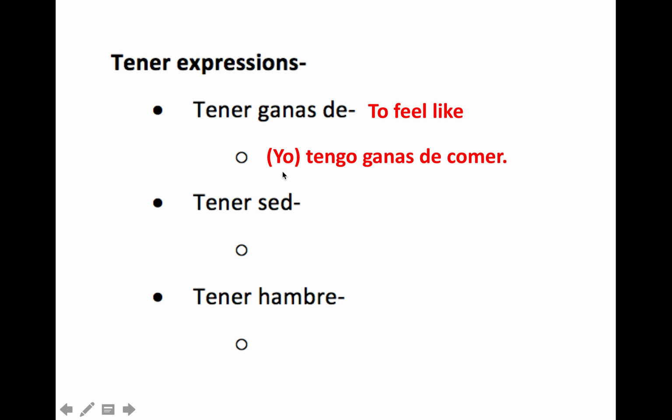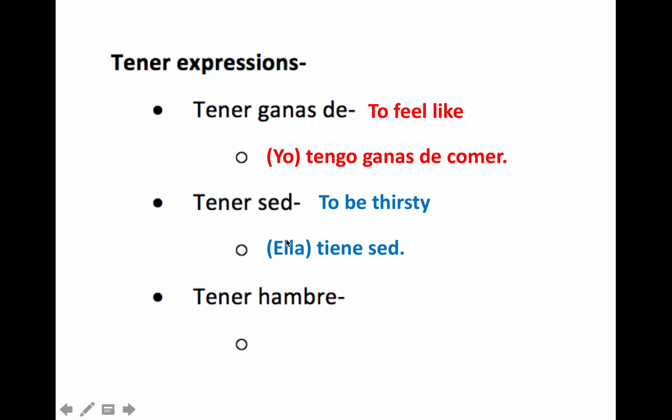So if I wanted to say that she feels like studying, it would be ella tiene ganas de estudiar. Okay, the next one, tener sed. I think that these two are a little bit more straightforward also, by the way. But tener sed is to be thirsty.